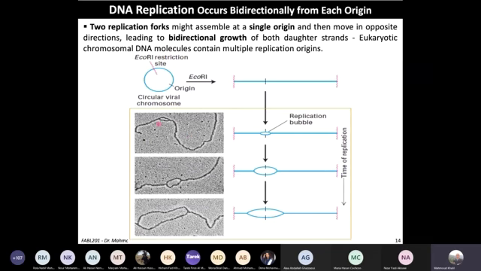While here, this is what is really happening under the electron microscope. So you can see the replication bubble, which is formed of the template strands of the parent, and it will be used to build the daughter strand.